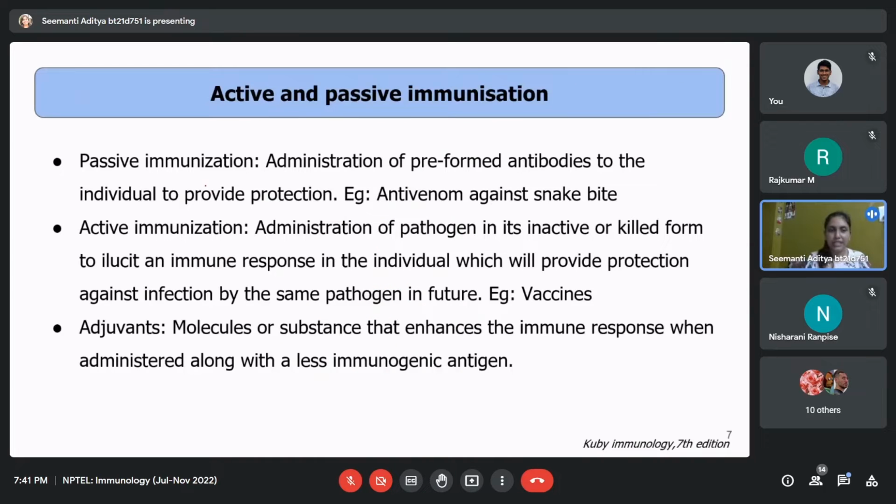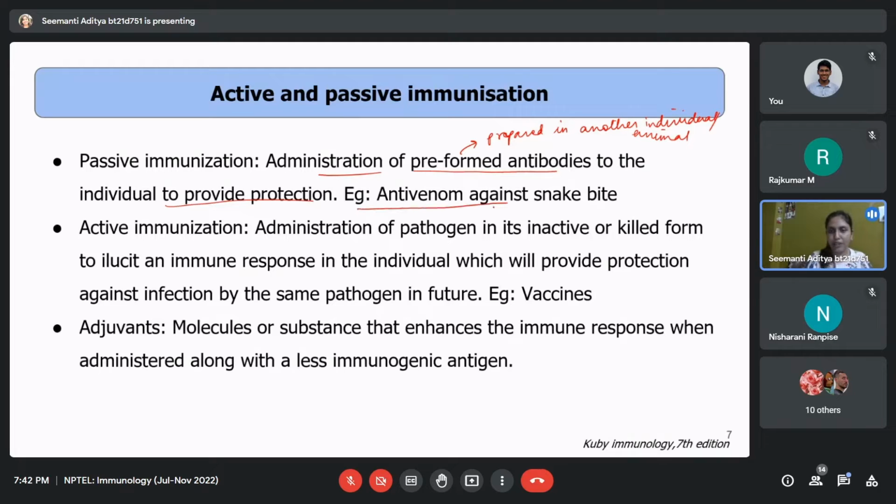So now, what are passive immunization and active immunization? Just briefly. In passive immunization, we use antibodies which are already prepared in another individual or an animal. These preformed antibodies are administered or injected into a different individual to provide protection. So we are directly providing the preformed antibodies to the individual against any kind of infection.